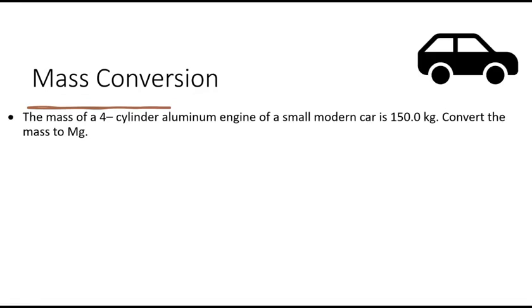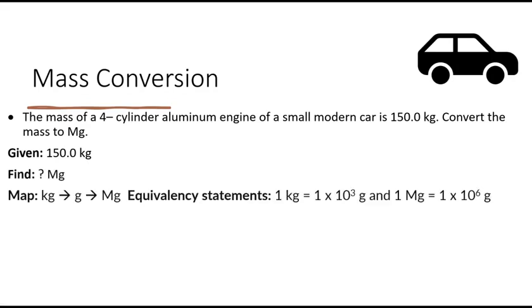The mass of a 4-cylinder aluminum engine of a small modern car is 150.0 kilograms. Convert this mass to megagrams. We're going to identify our given and our find. We are given 150.0 kilograms, and we are told to find this mass in megagrams.